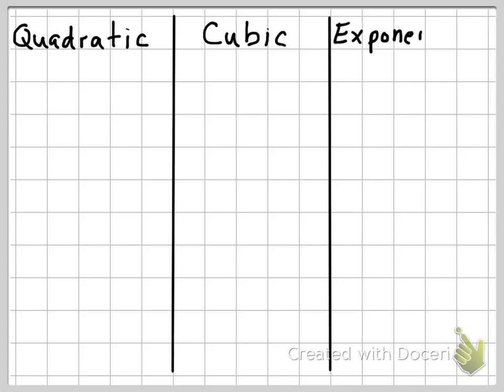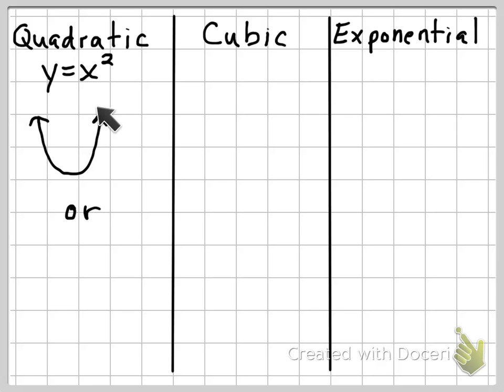Okay, so now, quick review of all three. And this should be the spot in your notes that you go when you want to quickly check and make sure which graph looks like which shape. Okay, quadratic. Remember, a quadratic is y equals x squared. And this is what we got it looking like. Again, it doesn't matter where it is. If it looks like a U, it's a quadratic.